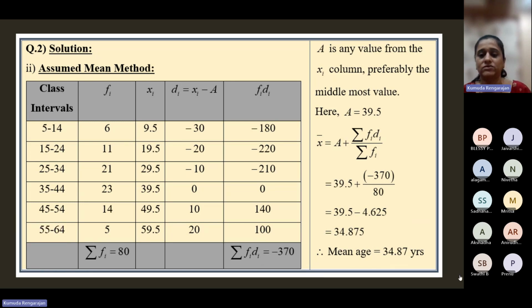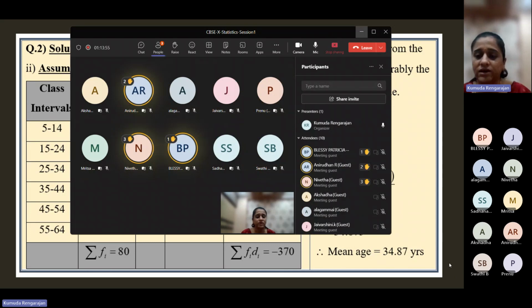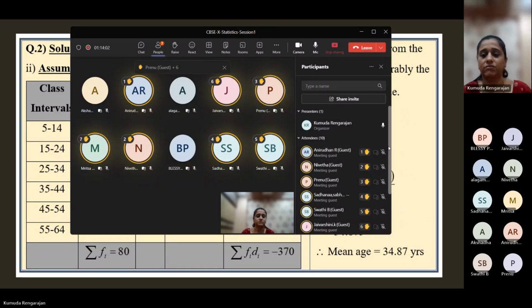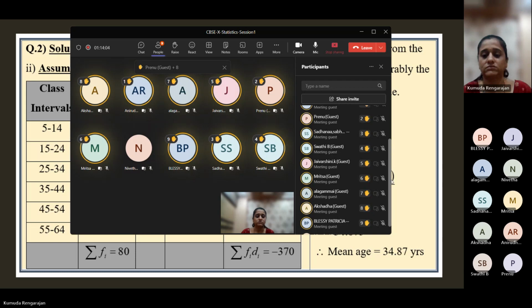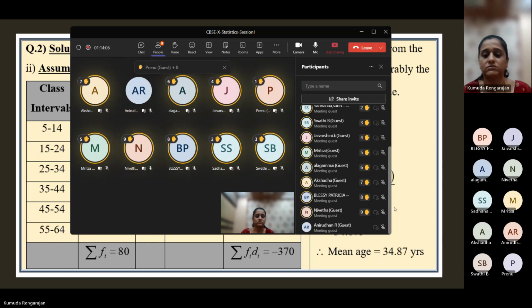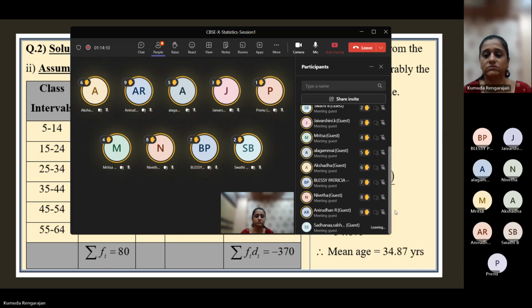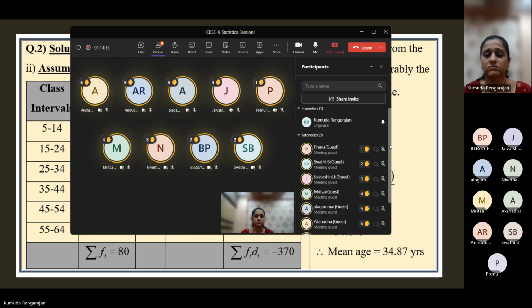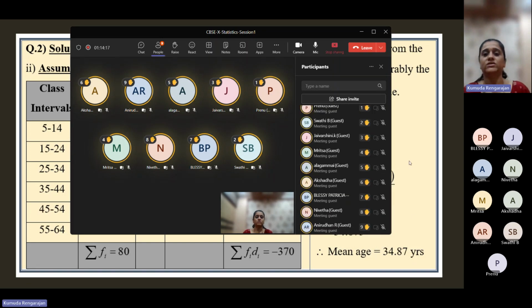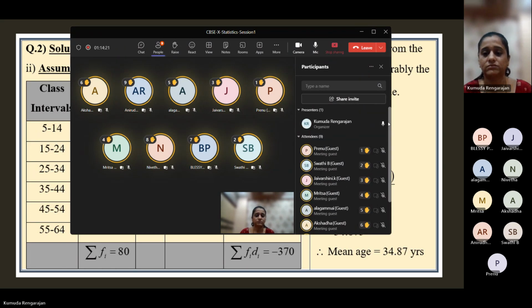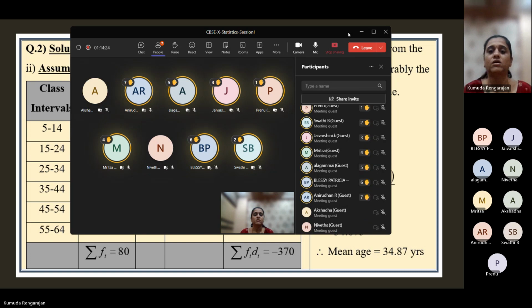Yeah, if you have understood this, lower your hands, all of you, and raise your hands again. Okay, so all of you say that you have understood. All right.